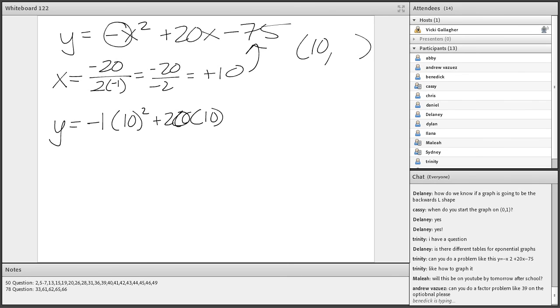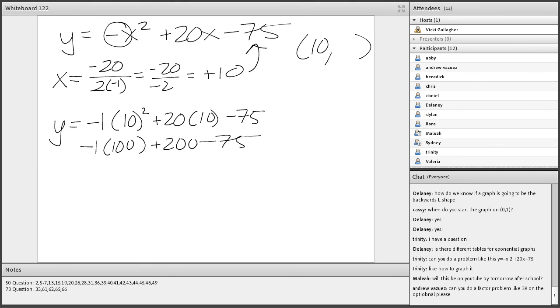Oh my gosh, that looks horrible. Hold on. Okay. Be careful with that negative sign. So this is -1. This is 100. That's -100 plus 200 minus 75. It's 100 minus 75, and that's 25. So then your y-coordinate would be 25.